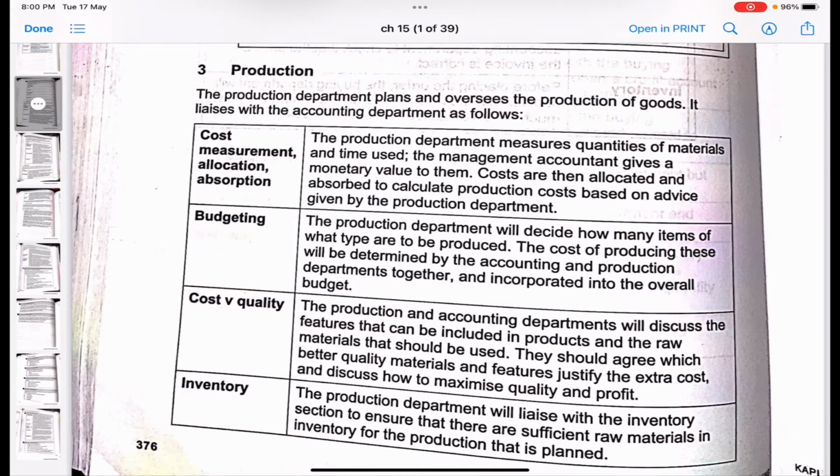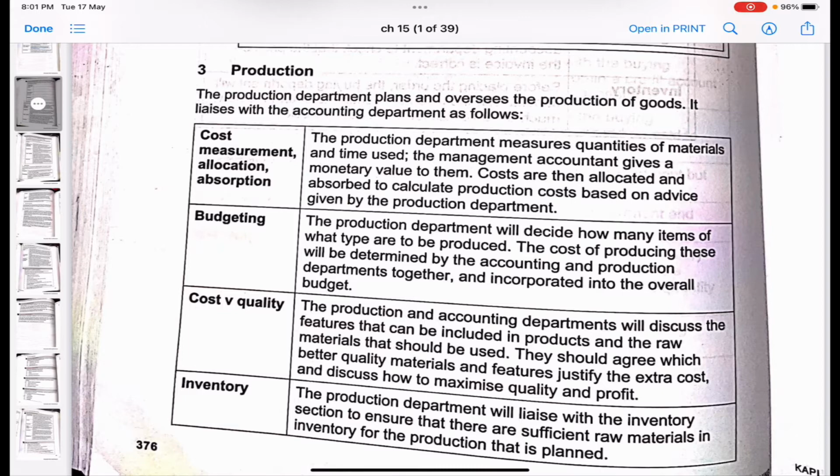So the production and the accounting departments will discuss the features that can be included in the products and the raw materials that should be used. They should agree which better quality materials and features justify the extra costs and discuss how to maximize quality as well as keeping in mind the profit. And then we have inventory. The production department will liaise with the inventory section to ensure that there are sufficient raw materials in the inventory for the production that is planned.